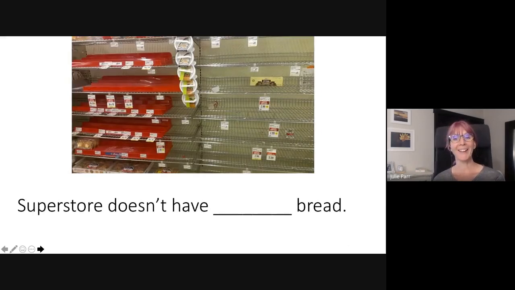Oh my. Superstore doesn't have bread. Do I need to say much, many, or any? Superstore doesn't have any bread. There is no bread. Superstore doesn't have any bread.